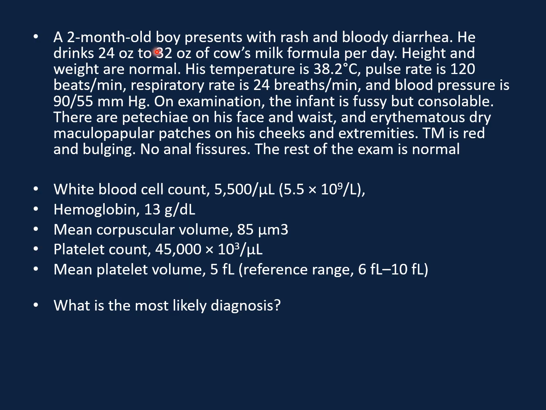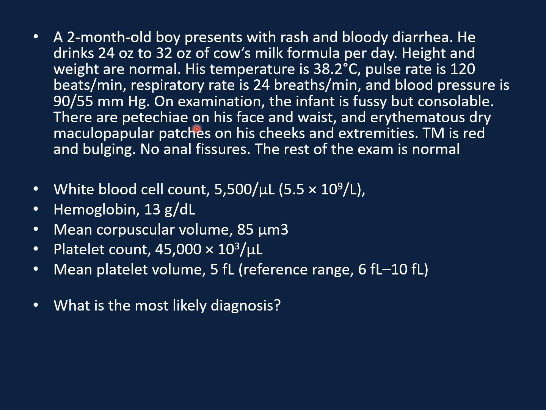This is a 2-month-old boy who presents with rash and bloody diarrhea. He drinks 24 to 32 ounces of cow's milk formula per day. Height and weight are normal. His temperature is 38.2 Celsius. Pulse rate is 120, respiratory rate is 24, blood pressure is normal. On examination, the infant is fussy but consolable.